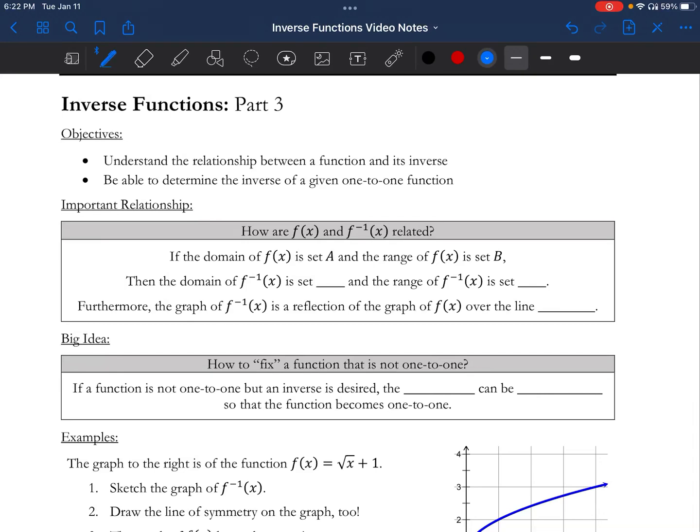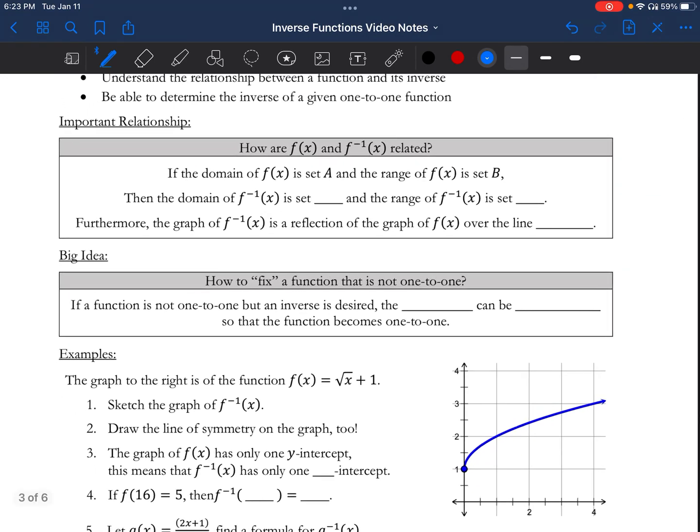So in this video, this is part 3 of inverse functions. This is going to be the last video that I talk about just the concept of inverse functions before I go into some more specific types. In this video, I want to get you guys to understand the relationship between a function and its inverse, and I also want you to be able to determine the inverse of a given one-to-one function. I'm going to talk about that with one of our examples down below.